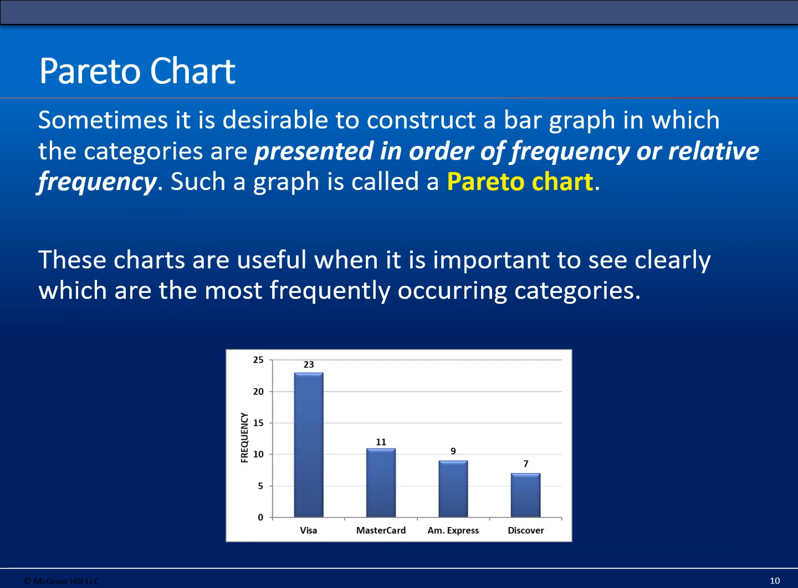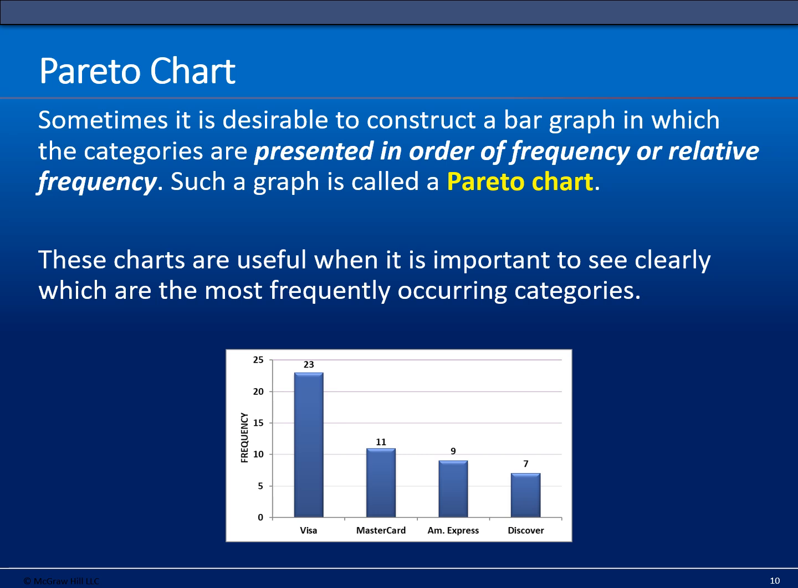A Pareto chart is a bar graph presented in order of frequency or relative frequency. So this is just ordering it from largest to smallest. Sometimes we do it from smallest to largest. It depends upon what you're asking and how that really communicates outcomes better to you.